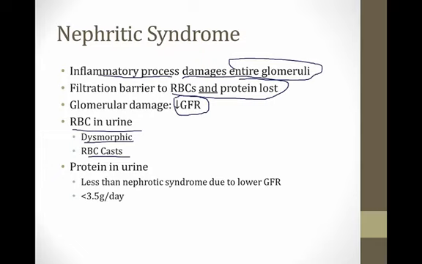And there will be protein in the urine, but importantly, it's less than nephrotic syndrome. Because these patients have a low GFR, they don't excrete as much protein per day as patients with the nephrotic syndrome. So these patients will have urine with protein described as less than 3.5 grams per day. That number 3.5 is a key number. Nephritic syndrome usually has less than 3.5, and nephrotic usually has more than 3.5.